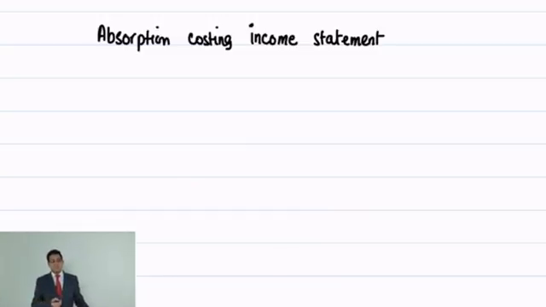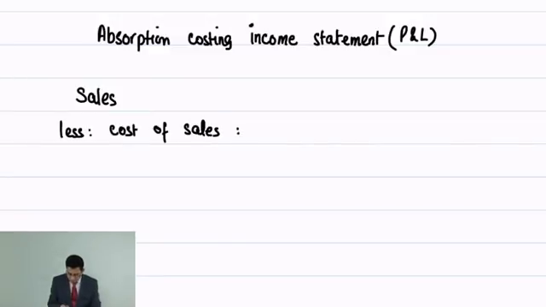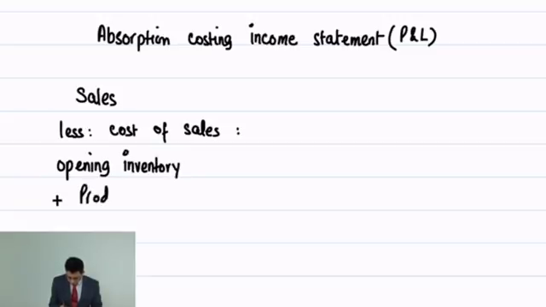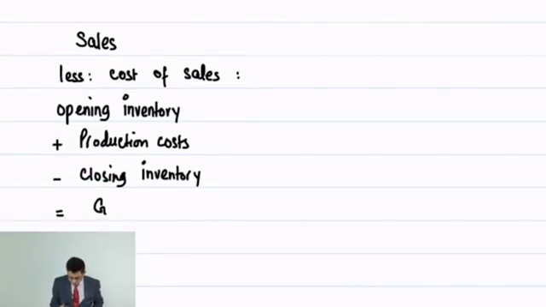Absorption costing income statement or profit statement. Okay, starting from sales, less cost of sales, which is opening inventory plus production costs minus closing inventory. Okay, and that equals gross profit. So sales minus cost of sales equals gross profit.